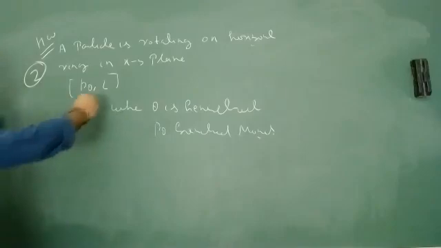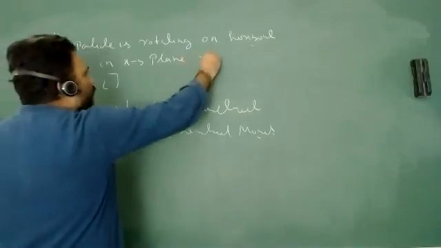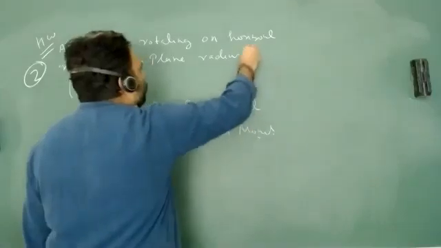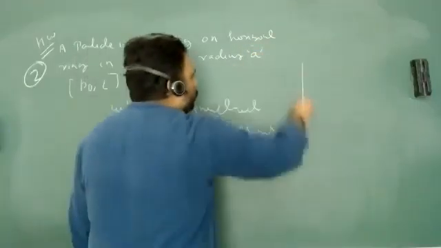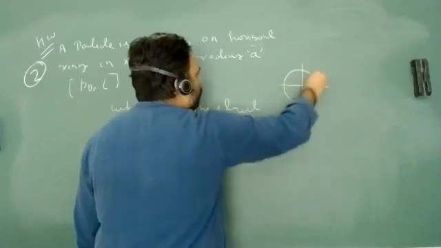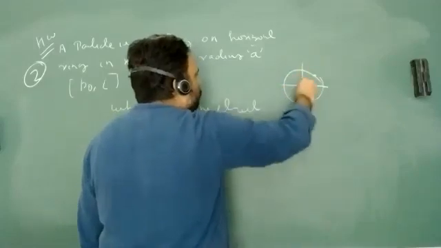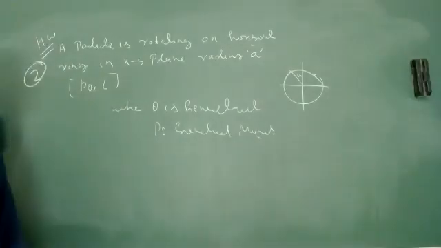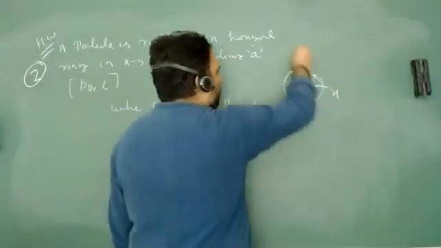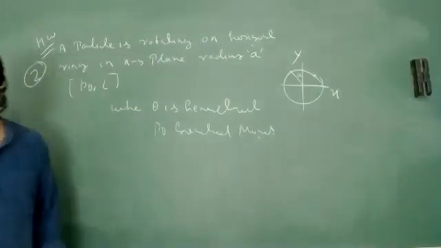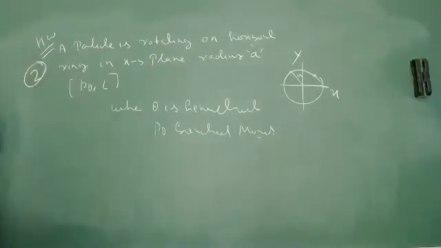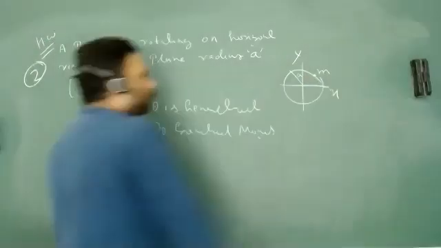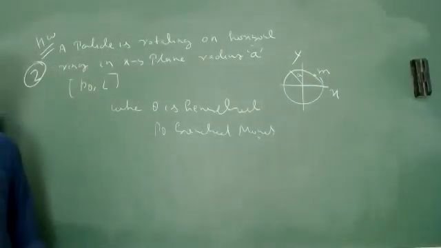The ring has radius A. Some ring is rotating something like this. A particle of mass m is rotating on this ring. This is radius A. This is in the XY plane. This is your mass m. This is a horizontal plane. Okay, so there is not any gravity or anything else.